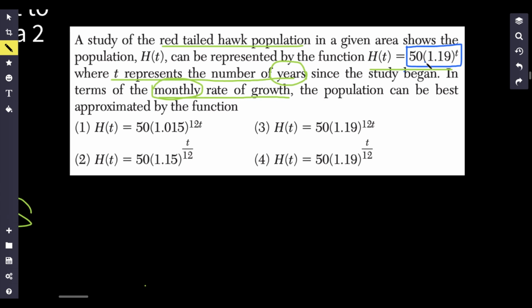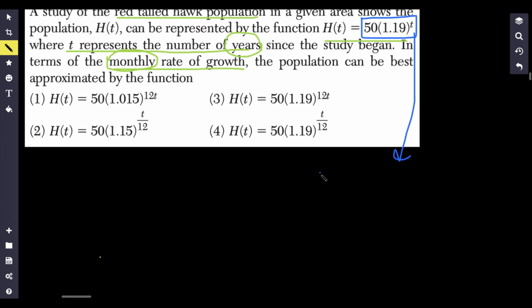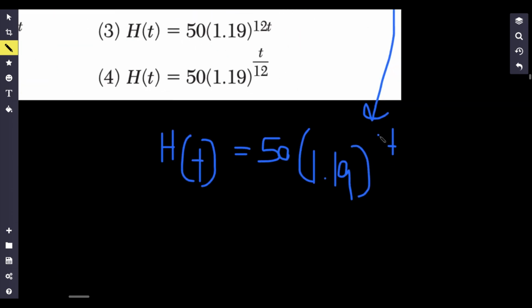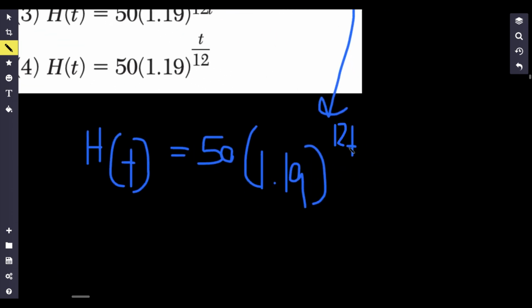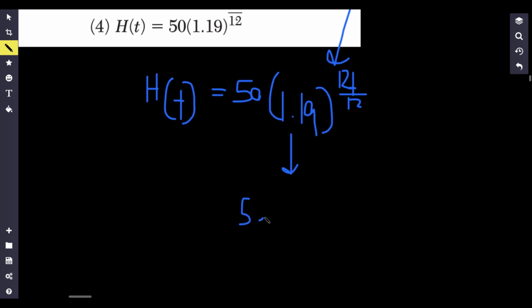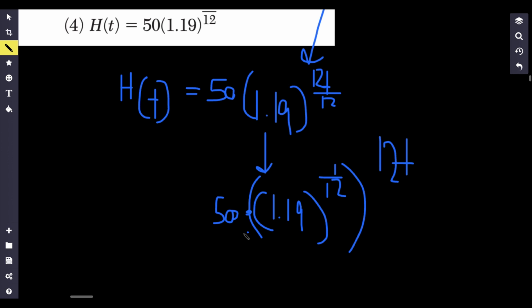So in this case, what I can do with my original function is I can say h of t is going to be equal to 50 times 1.19 to the t-th power. Now what I can do with this t is I can say that this t right over here is 12t over 12. Notice how it's the same value as before. I just altered it in a way. Now I can rewrite this as 50 times 1.19 to the 1 over 12 power, to the 12t power, okay?